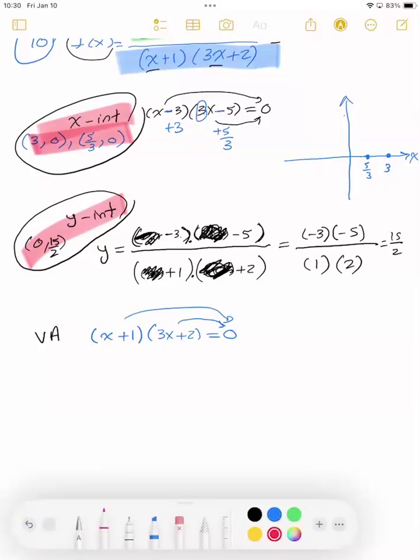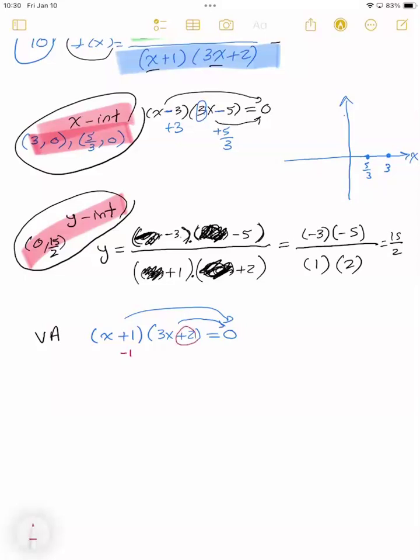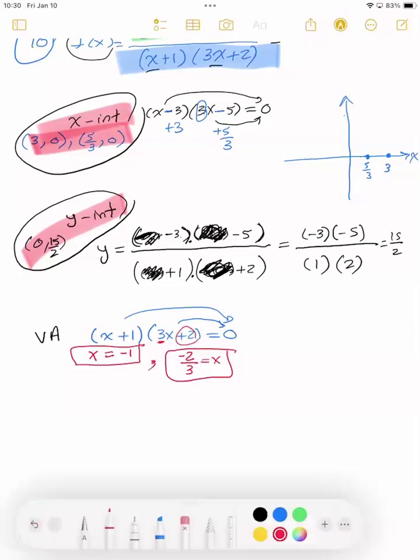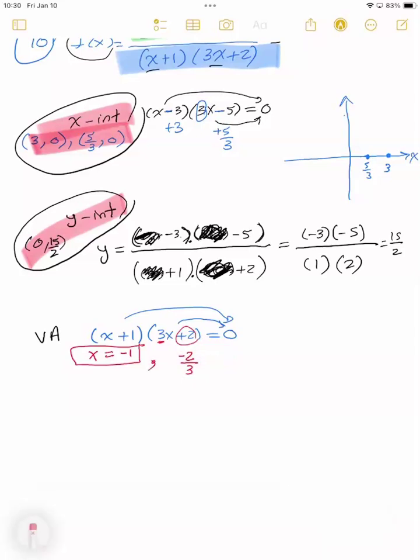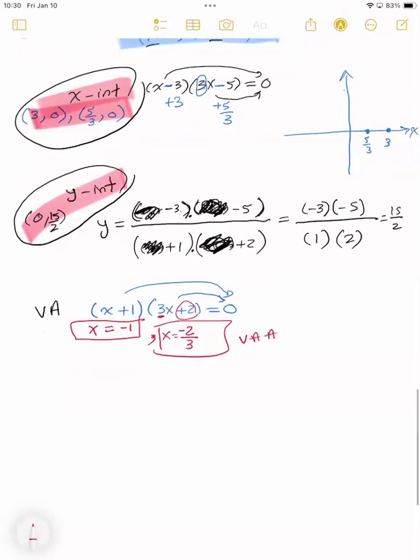Or you could do a shortcut. The opposite of positive 1 is negative 1. The opposite of positive 2 is negative 2. Don't forget this 3 goes into the denominator. And then you say x equals negative 1, and x is equal to negative 2/3. You separate them. You have to say x is equal to, otherwise a grader counts it wrong. So x is negative 1 and x is negative 2/3 are your vertical asymptotes.